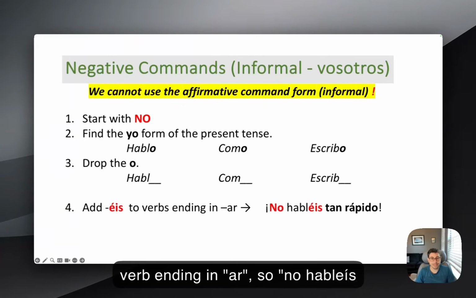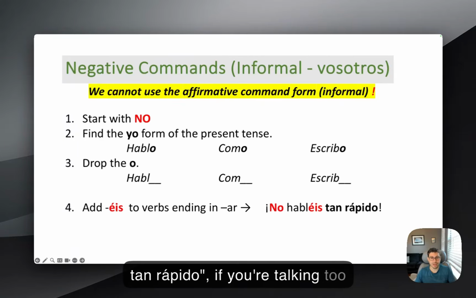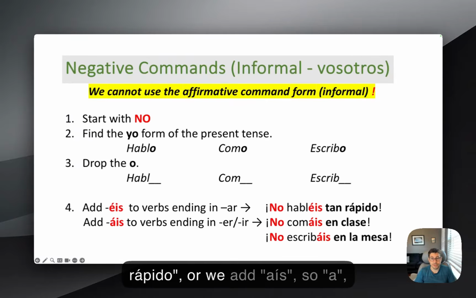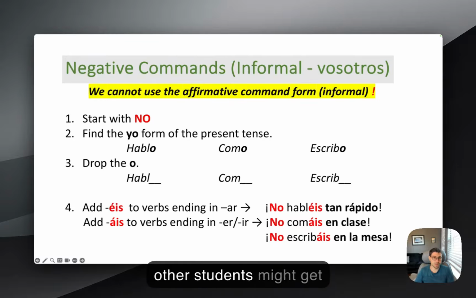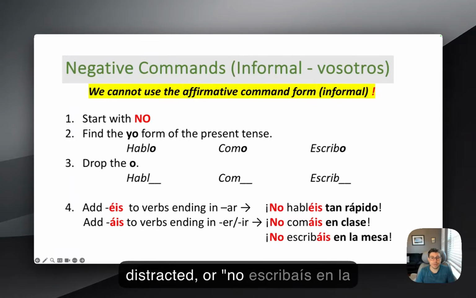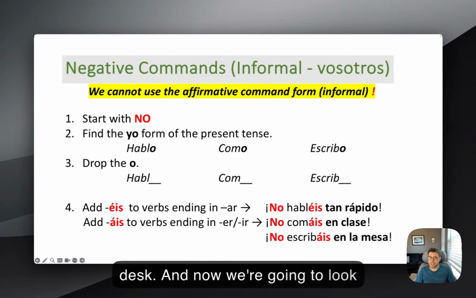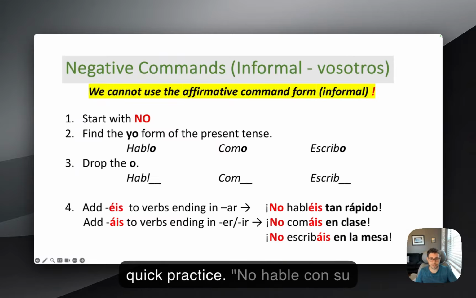So no habléis tan rápido. If you're talking too fast, I can say no habléis tan rápido. Or we add áis, so AIS, to the verbs ending in er or ir. No comáis en clase. Other students might get distracted. Or no escribáis en la mesa. We have to respect the desk. And now we're going to look at 3 examples before doing a quick practice.